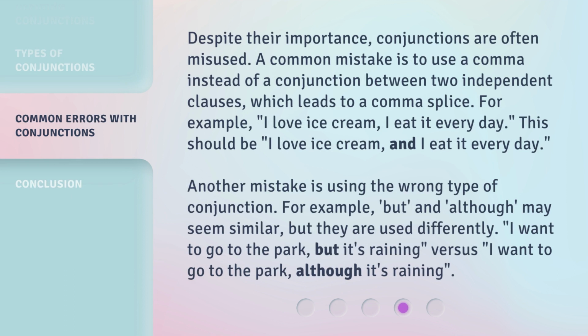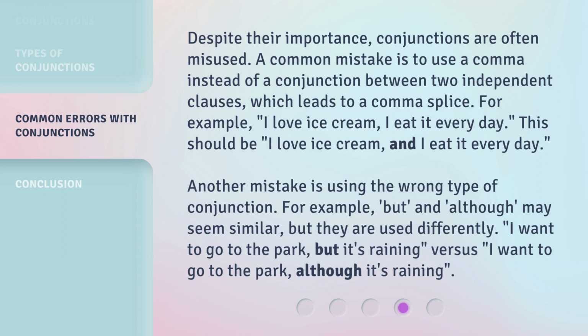Despite their importance, conjunctions are often misused. A common mistake is to use a comma instead of a conjunction between two independent clauses, which leads to a comma splice. For example, I love ice cream, I eat it every day. This should be, I love ice cream, and I eat it every day.